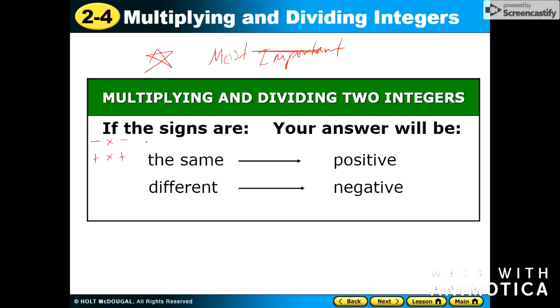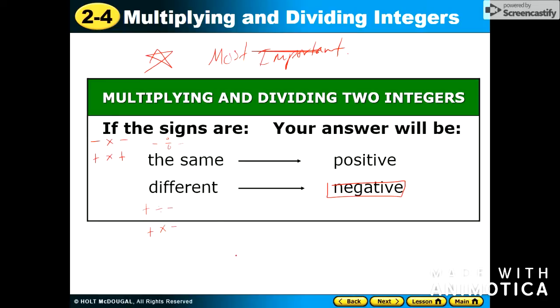Or it works with division too. So you could say a negative divided by a negative will be a positive answer. They have the same sign. Different, one is positive, so a positive divided by a negative, or a positive multiplied by a negative, will give you a negative answer. Okay?